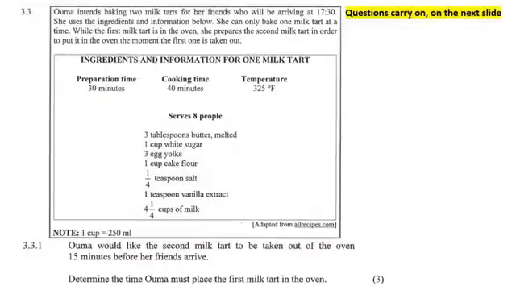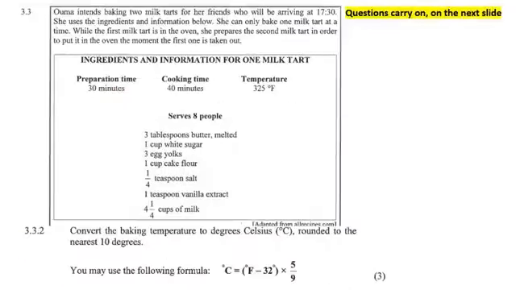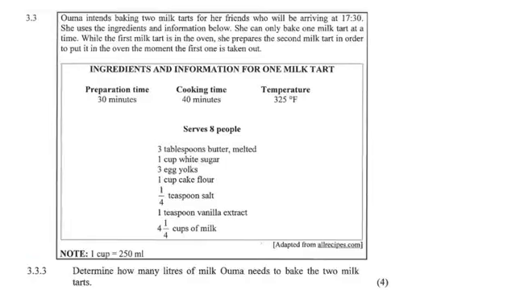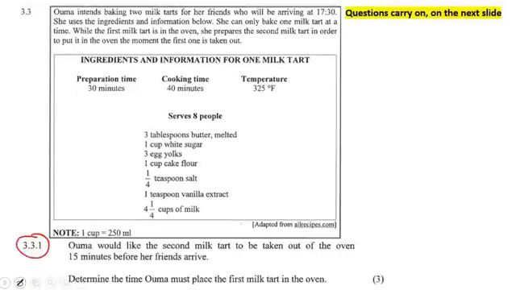So with this question, we're going to do this question over here, and then this one over here, and this one over here. Okay. So Oma intends baking 2 milk tarts for her friends who will be arriving at 5:30. She uses the ingredients and information below. She can only bake 1 milk tart at a time. While the first milk tart is in the oven, she prepares the second milk tart. Clever. She's using her time wisely in order to put it in the oven at the moment that the first one is taken out.